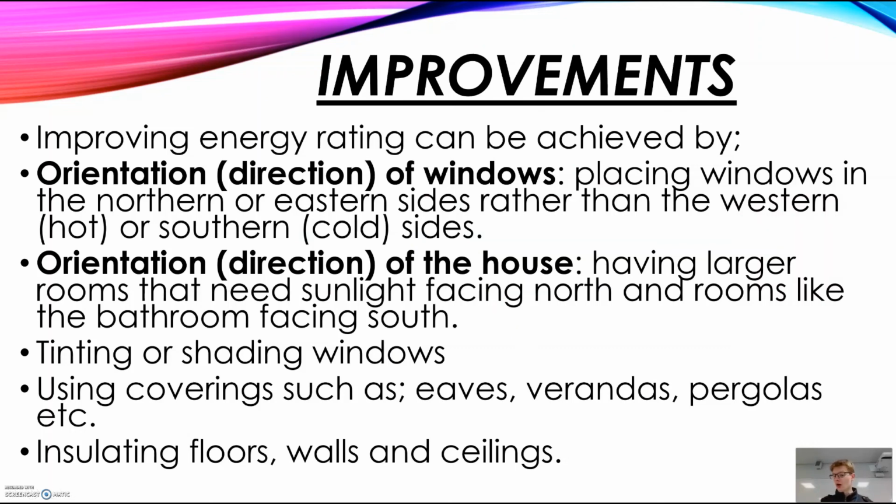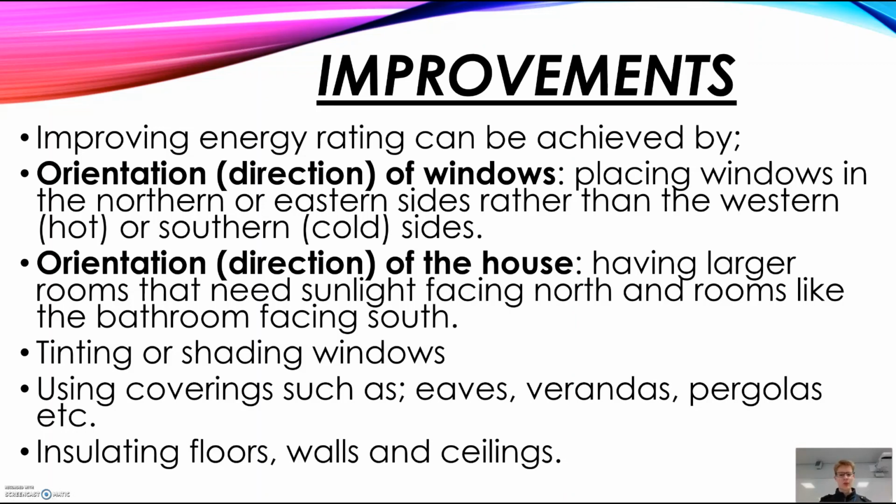Some other ways that architects have to think about is the way you orientate the windows in your house and the way you orientate the house itself. So if the windows of your house are facing the northern and eastern sides instead of the western or southern sides, it's not going to be as hot or as cold in summer and winter. And same for the room. So if you make sure that all the rooms that need sunlight are facing directions which can get sunlight, then that would be most optimal.